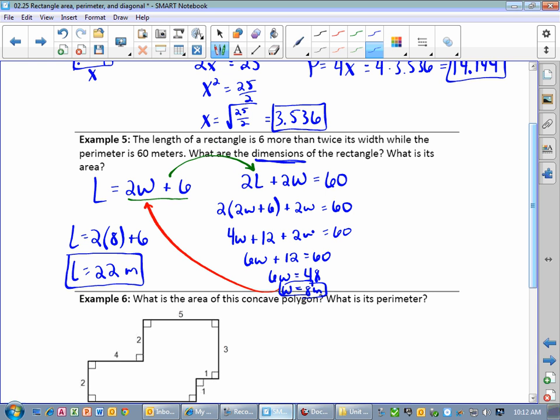Then it asks, what is the area? So the area is the length times the width. So it would be 22 times 8. 22 times 8 gives us 176. Now, because it's a meter times a meter, that's like x times x. We get square meters. The area of this rectangle is 176 square meters.